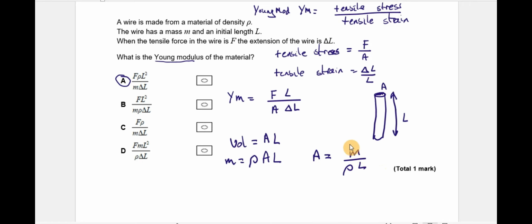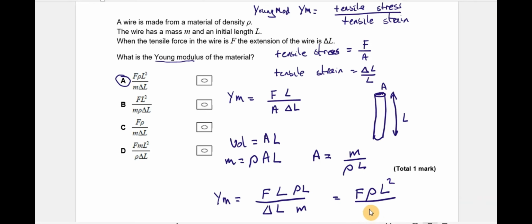Now I can substitute m over ρL for A into this equation. So I find that the Young modulus is going to be equal to FL over delta L, and then instead of A, we can write it in that form. And quick bit of rearranging. Instead of two terms for L, L squared. And we have answer A.